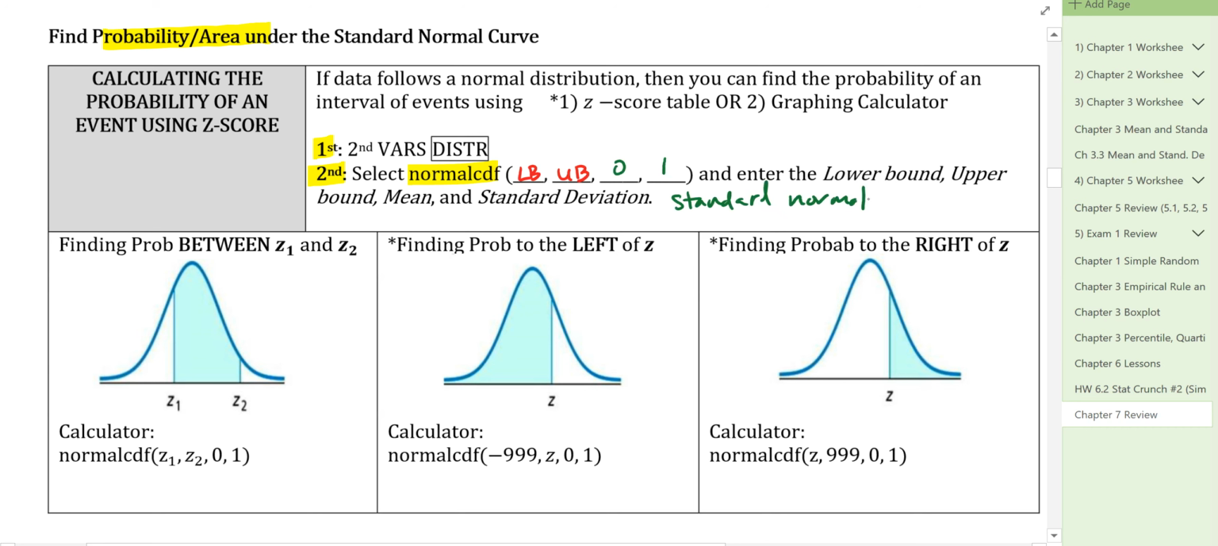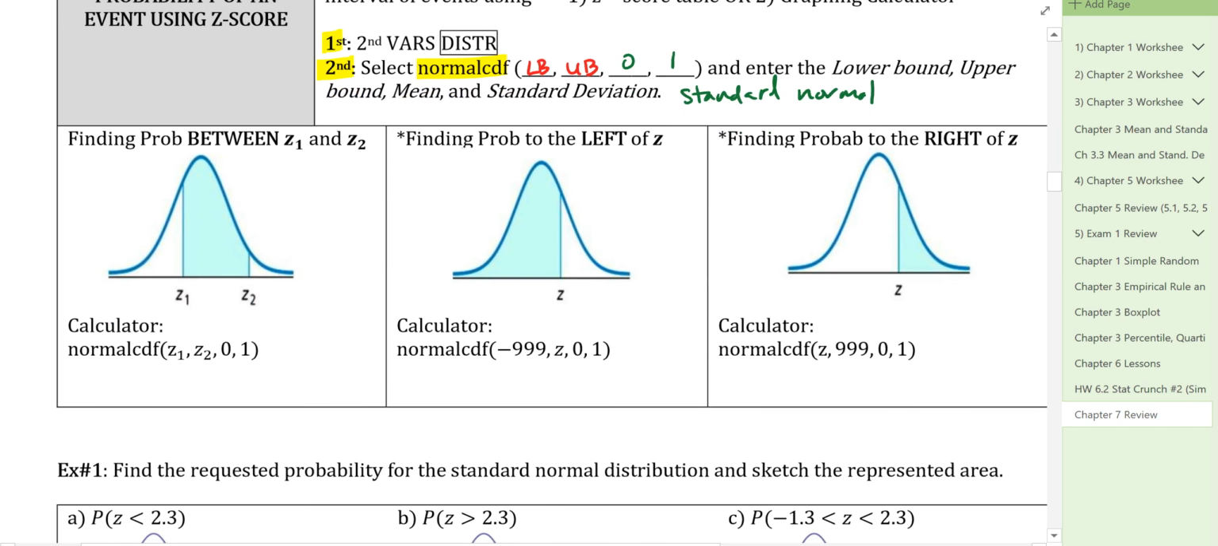So let's do some cases of standard normal. There are 3 possible scenarios. We either look for the area between two numbers on a normal curve, with mean 0 and standard deviation 1, the standard normal z, or the area on the left tail of z, or on the right of z. For the area between two values, we enter normal CDF, z1, z2, and then 0, 1.